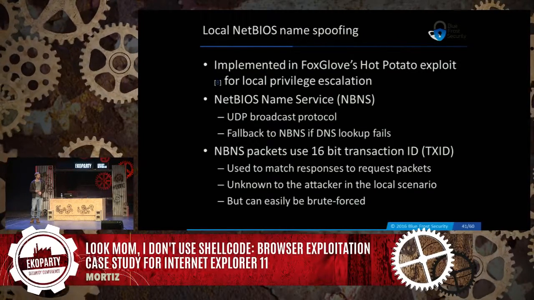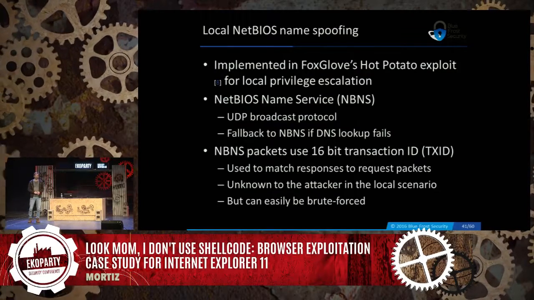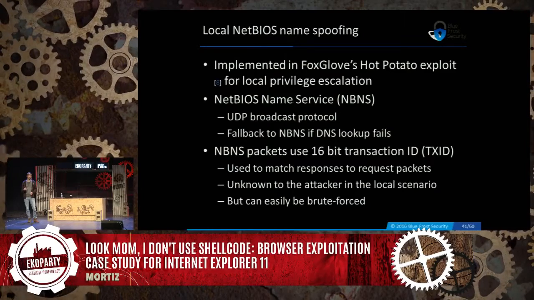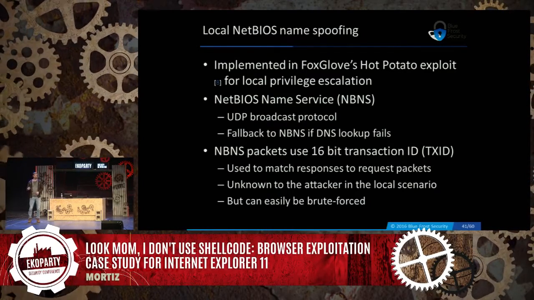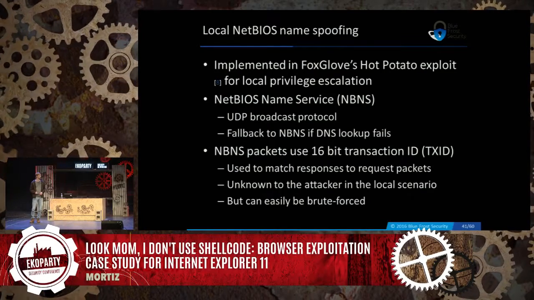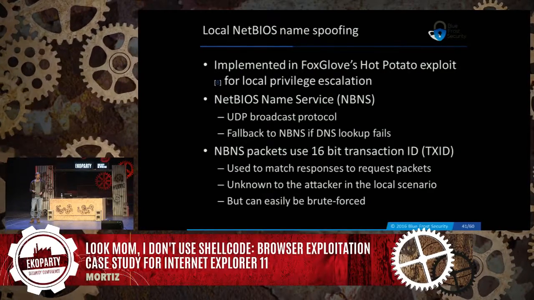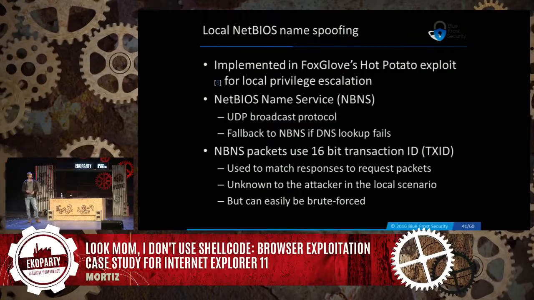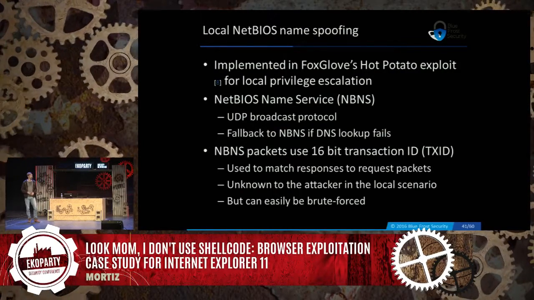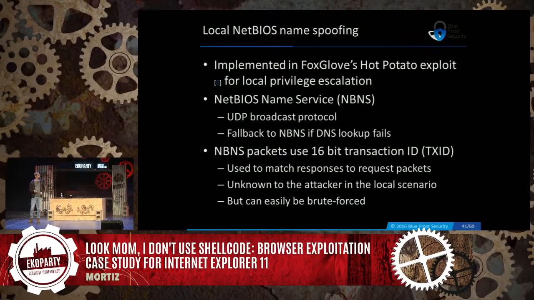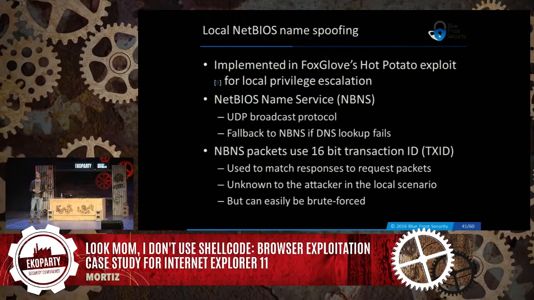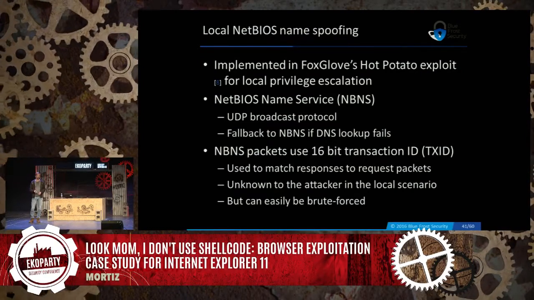And these packets actually have a 16-bit transaction ID, which is used to match the request packet to the corresponding response packet. So in order for a response packet to be accepted, it has to contain the same transaction ID as the request packet. In a normal NetBIOS name spoofing scenario where you're sitting on a network and listening for new packets, you just use one of these request packets, extract the transaction ID, put it into your response, and send your fake response packet.